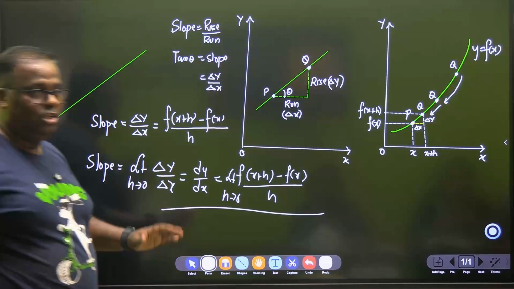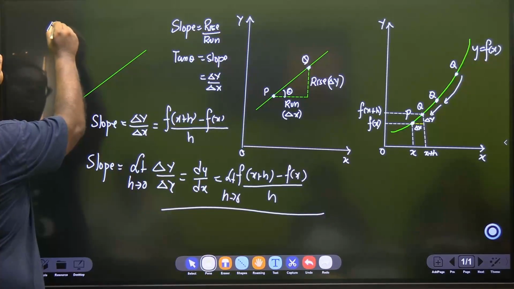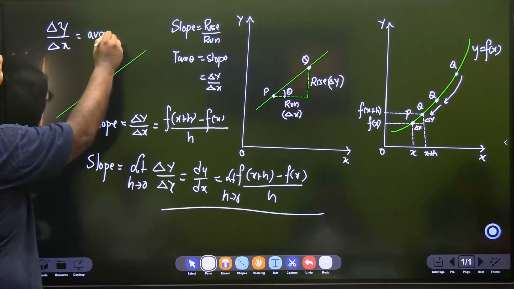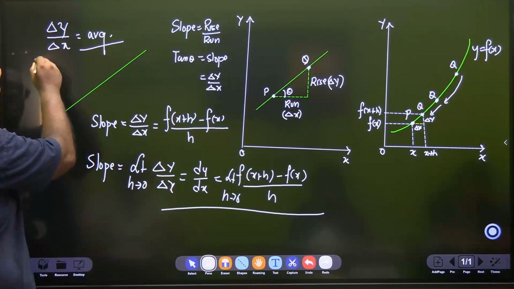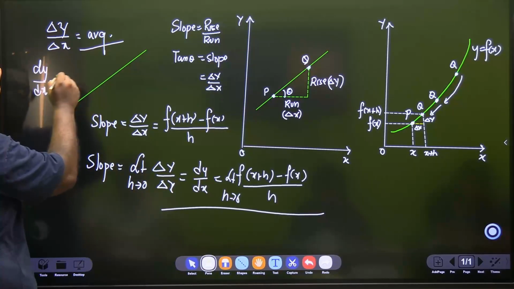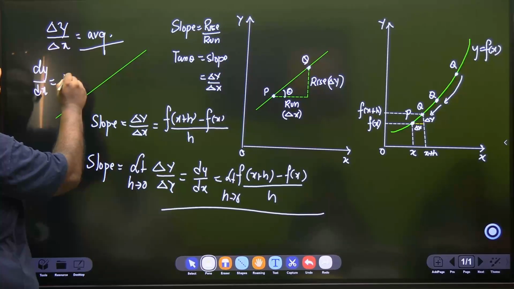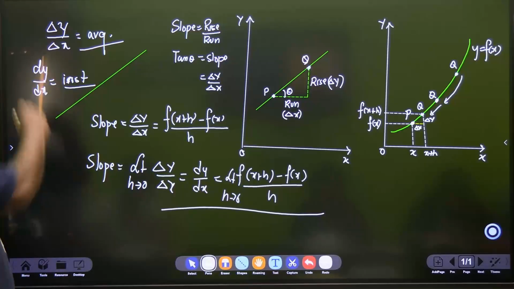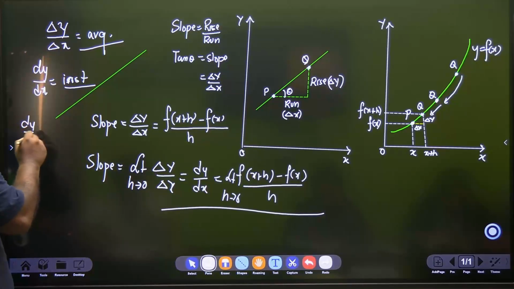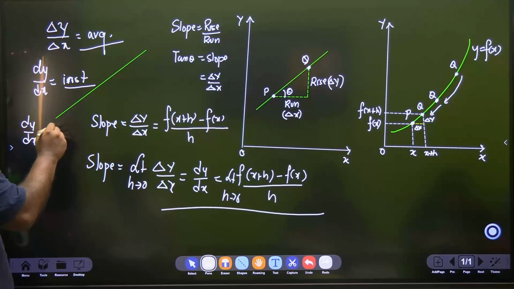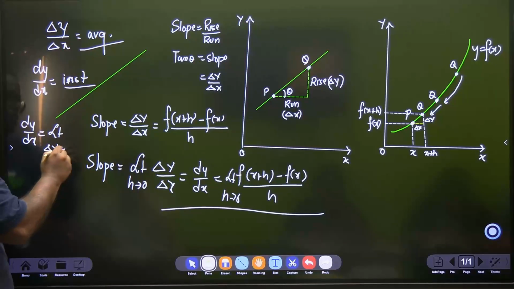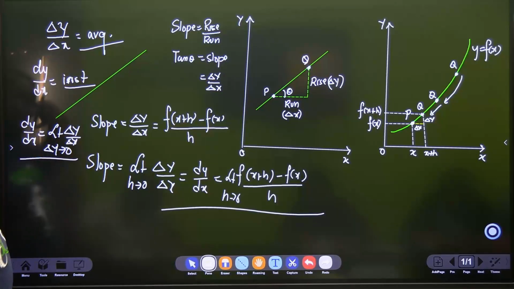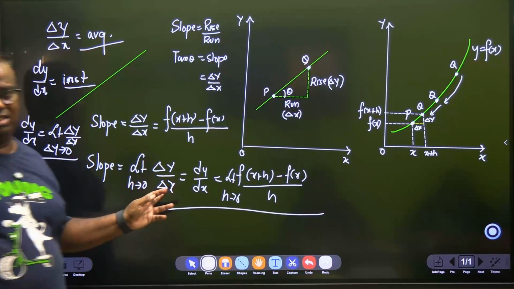So what you should understand is, what is del y by del x? This in physics always gives you an average measurement, whereas dy by dx gives you an instantaneous measurement. Is this understood? The instantaneous measurement dy by dx is when limit delta x tends to 0 of delta y by delta x. I have written h tends to 0; h is nothing but delta x in our question.